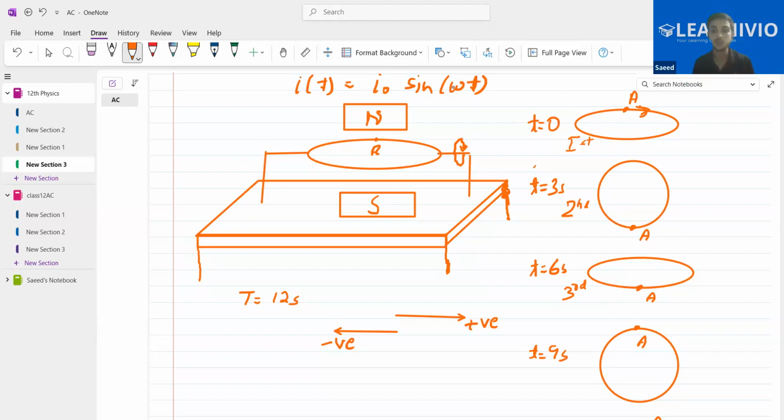From the second position to the third position, the effective area facing the loop is going to increase slowly. Yes or no? That means the downward flux is going to increase, but the loop will try that the flux should not increase, because initially at t equals 3 seconds, the flux was zero.